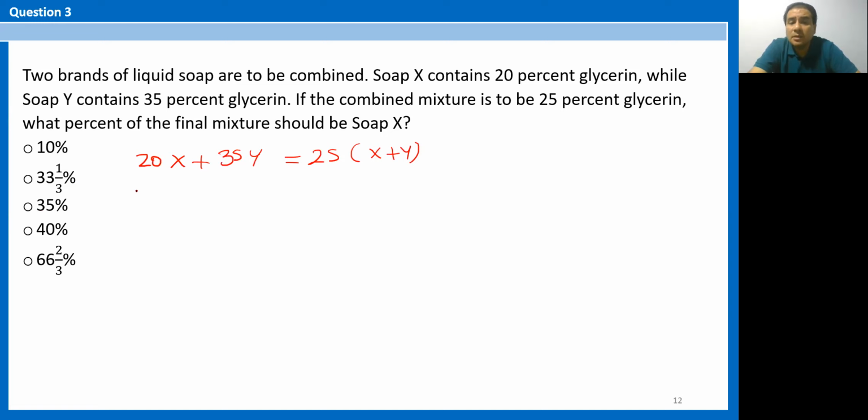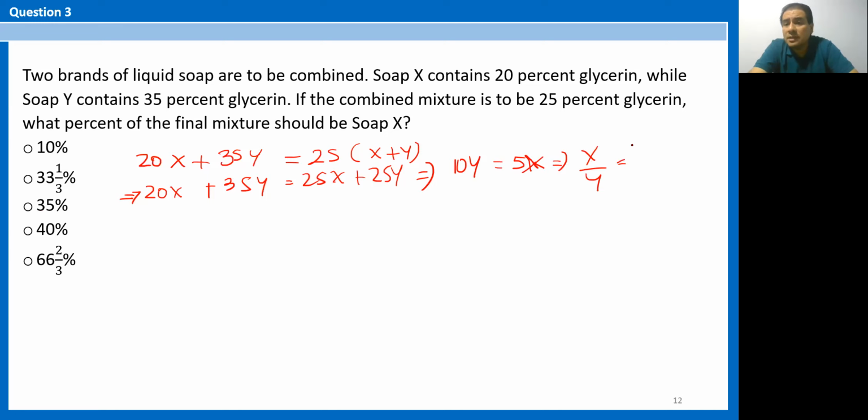So from this, you can find the proportion of the weights. 25x plus 25y, then you go 10y equals 5x. So x over y actually is 10 over 5, or 2k over 1k.